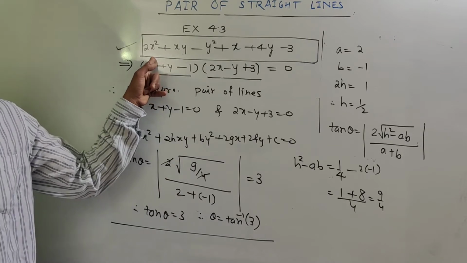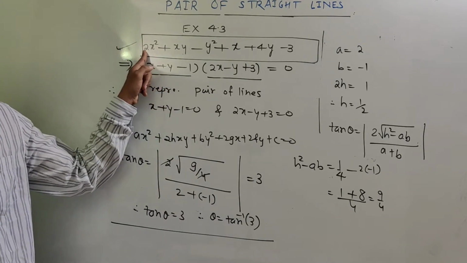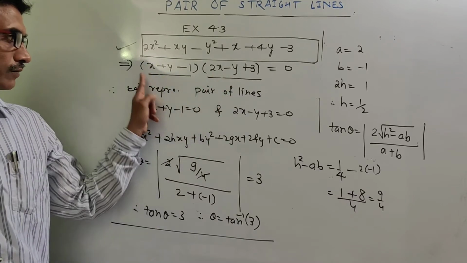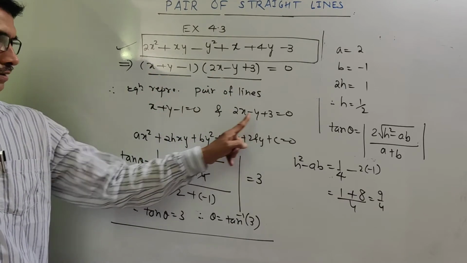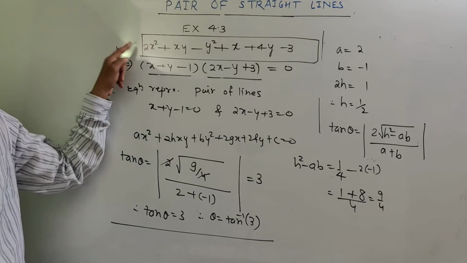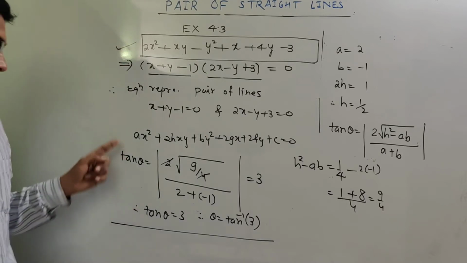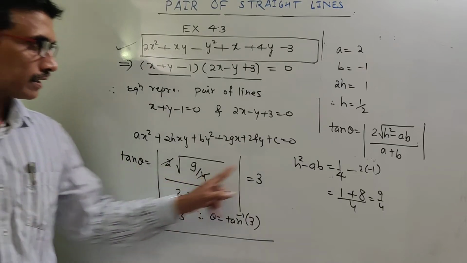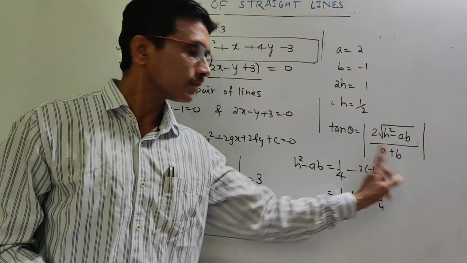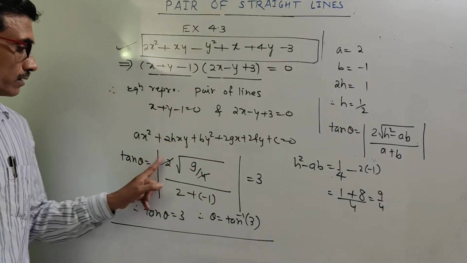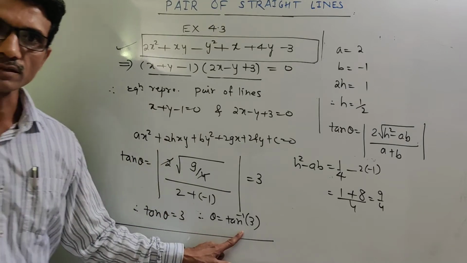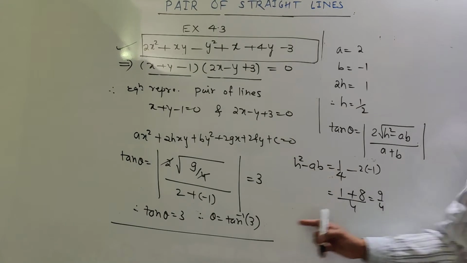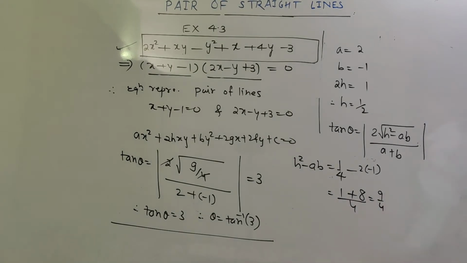So there are two parts. One is what we want to show, this equation represent pair of lines. तो हमने ये शो किया है, this equation represent pair of lines. Condition हम नहीं यूज करेंगे because it is a necessary condition. Further, angle between the lines we use this formula, tan theta is mod of 2 root h square minus ab upon a plus b. So formula we got, and theta is equal to tan inverse of 3. This is the angle between lines.